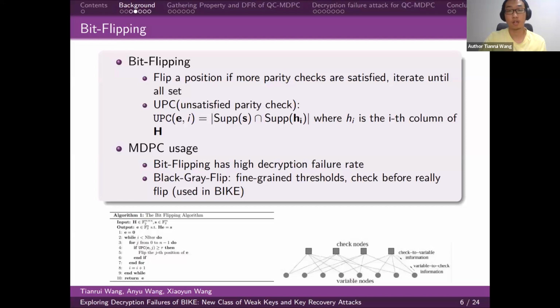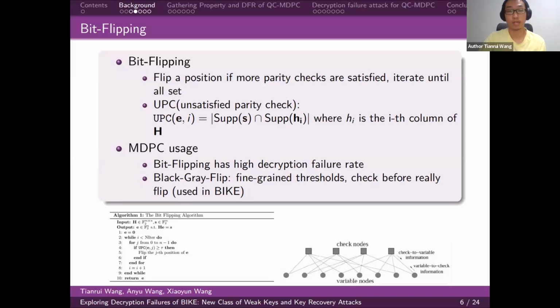The decoder is called the bit flipping algorithm. Given a matrix H and target vector S, the purpose is to find the vector E such that HE equals S. Another requirement is the weight of E is t. In the QC-MDPC application, parameters w and t are about O of square root of n, much lower than the GV bound, making the solution unique. The original bit flipping procedure operates as follows.